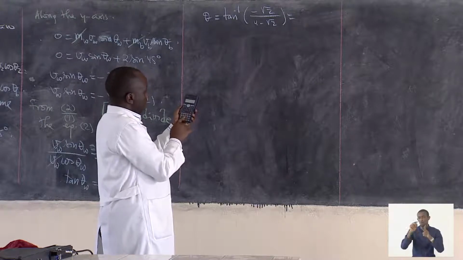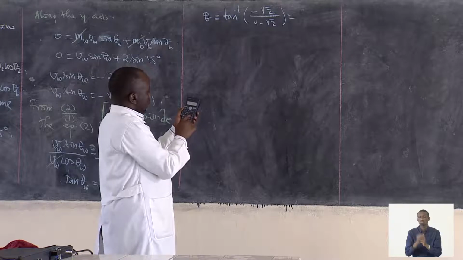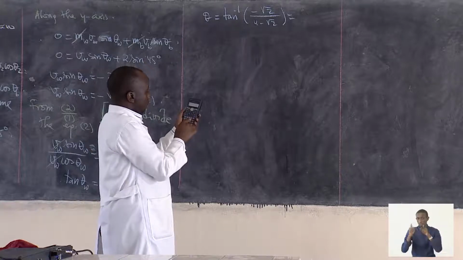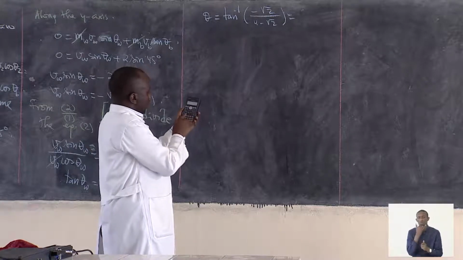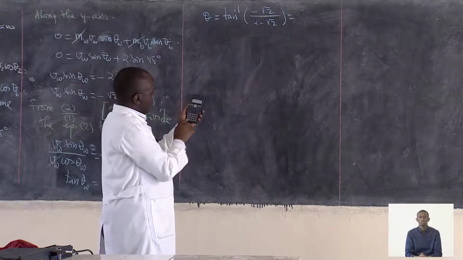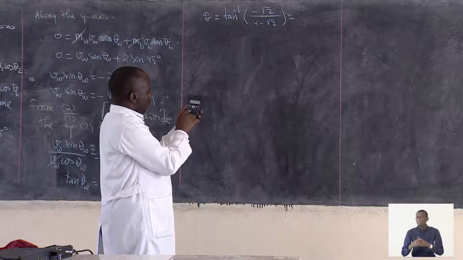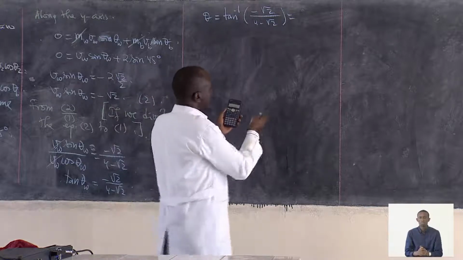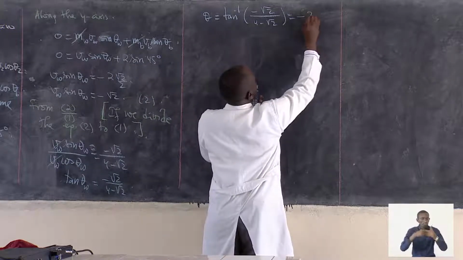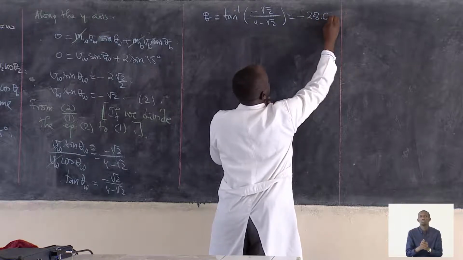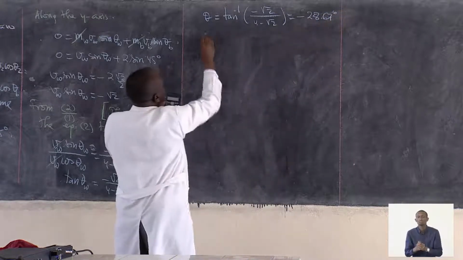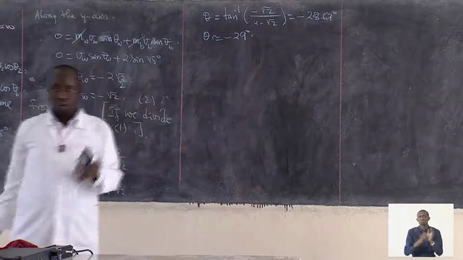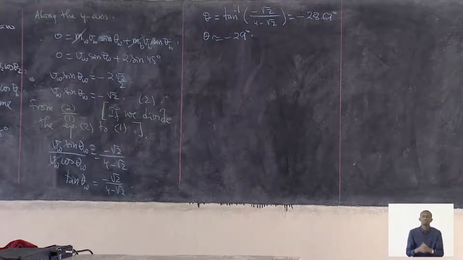That is minus square root 2, and then we divide. So let's use the parentheses now to avoid some errors. Here we have 4 minus square root of 2. And what do we find? We find that it is minus 28.67 degrees, and of course, it is approximately minus 29 degrees. This is the angle, okay? So I hope that is what you have determined, yes?